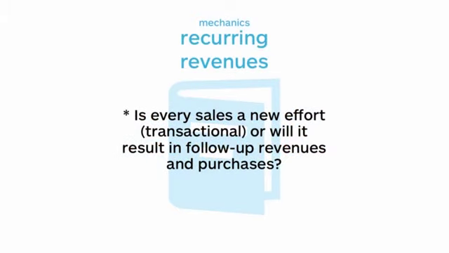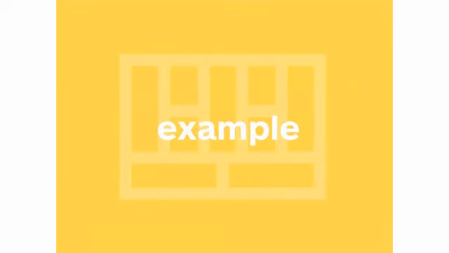Recurring revenues means you need to ask yourself if every sale is a new effort to sell, so that's a transactional revenue, or if it results in follow-up revenues and purchases, which means you would have recurring revenues. Let's look at an example to illustrate this.